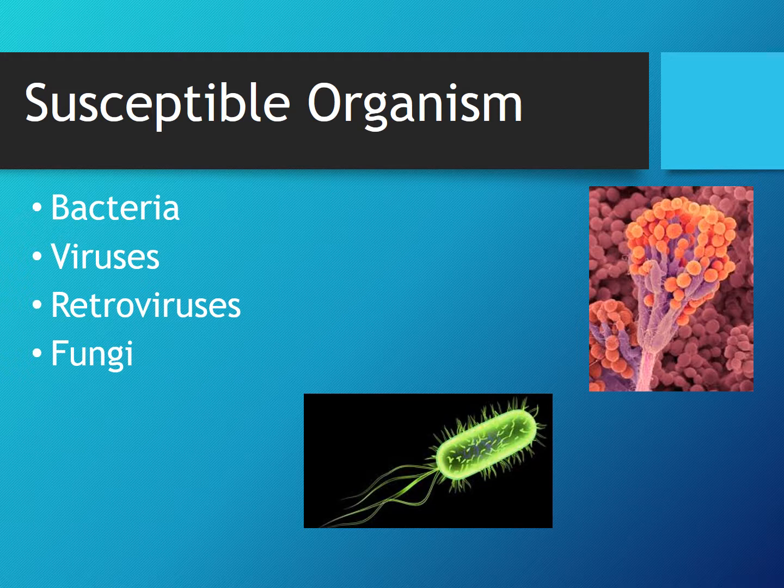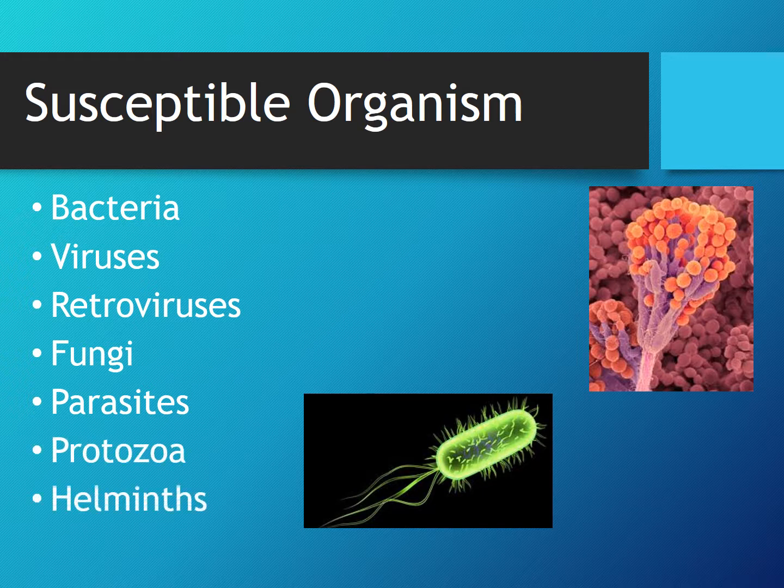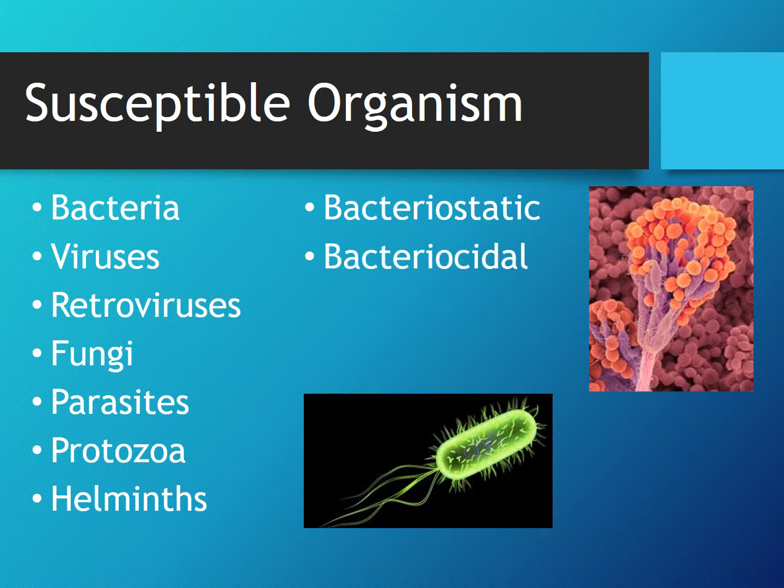But we may also in the future be talking about organisms such as parasites, protozoas, helminths or worms, and we will talk about, and have in the anti-infective presentation, bacteriostatic versus bactericidal. Bacteriostatic, which will reduce the ability of that susceptible organism to reproduce. Bactericidal, which will kill the organisms.